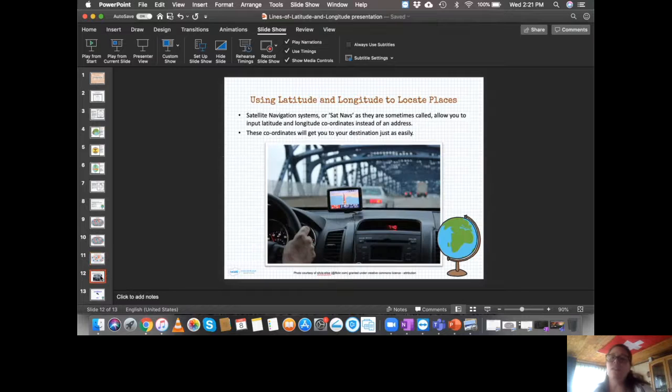We can also use these lines of latitude and longitude when we look at the sat navs in our cars. Sometimes people just give you the degrees and you pop it in and then it shows you where it is. You don't need to have an address of this building. You just need to have the coordinates and it really helps you.